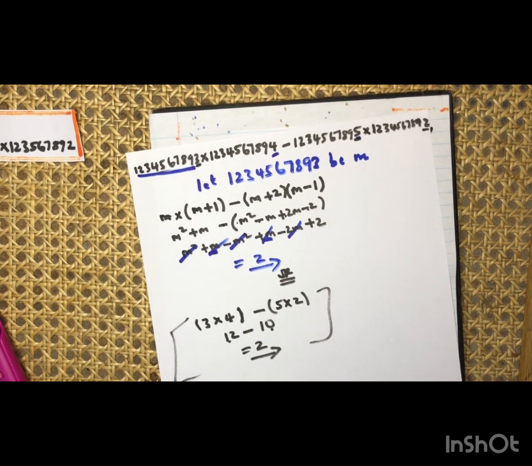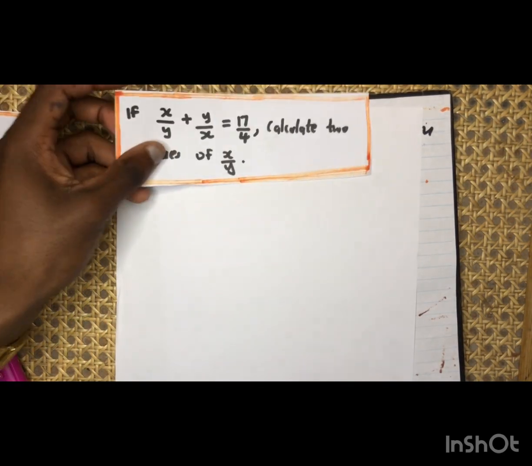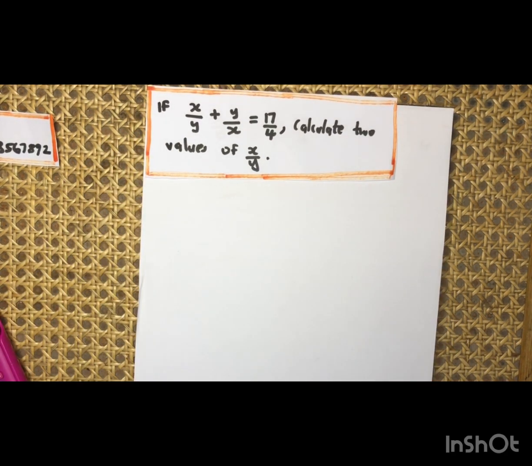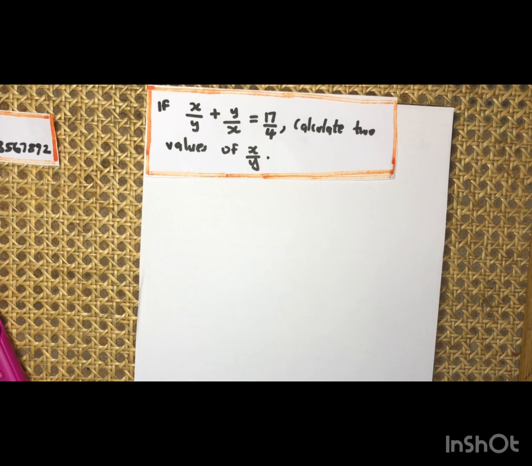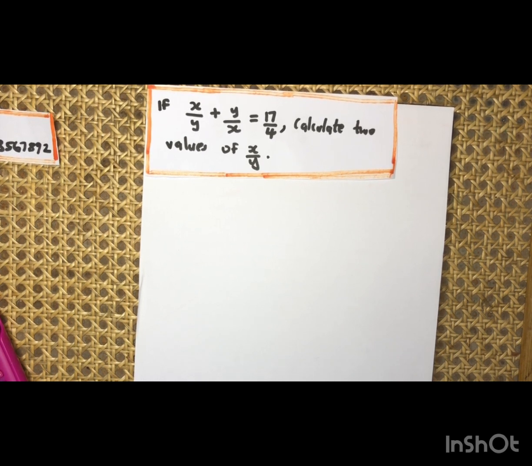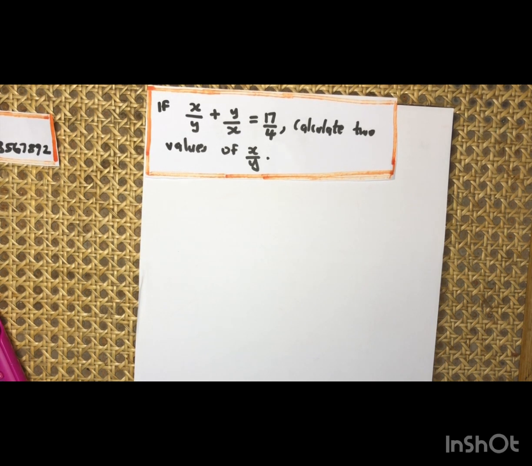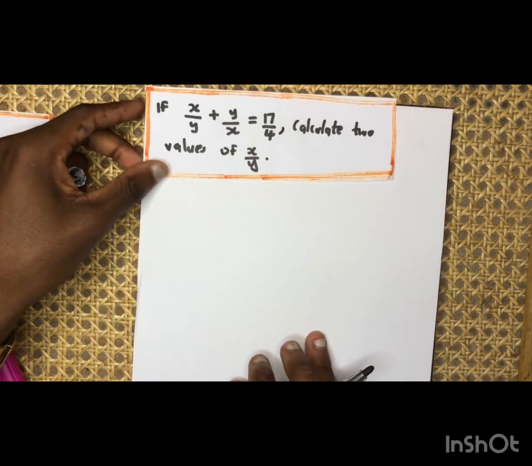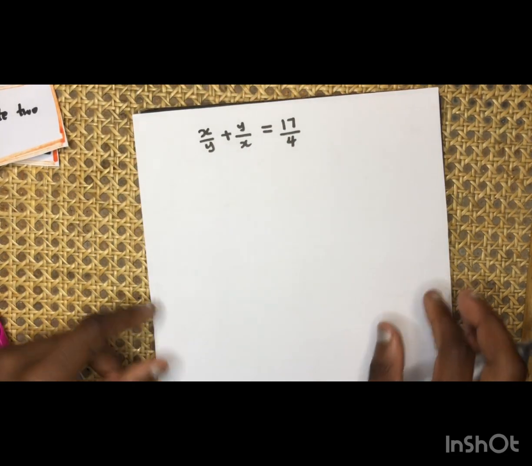Okay, so let's do our question, the second last. We have this question. Let's say x over y plus y over x equals 17 over 4. Determine x over y. They are saying the values, guys. The values, not the value. The values of x and y. Okay? Right. We're given these, guys.